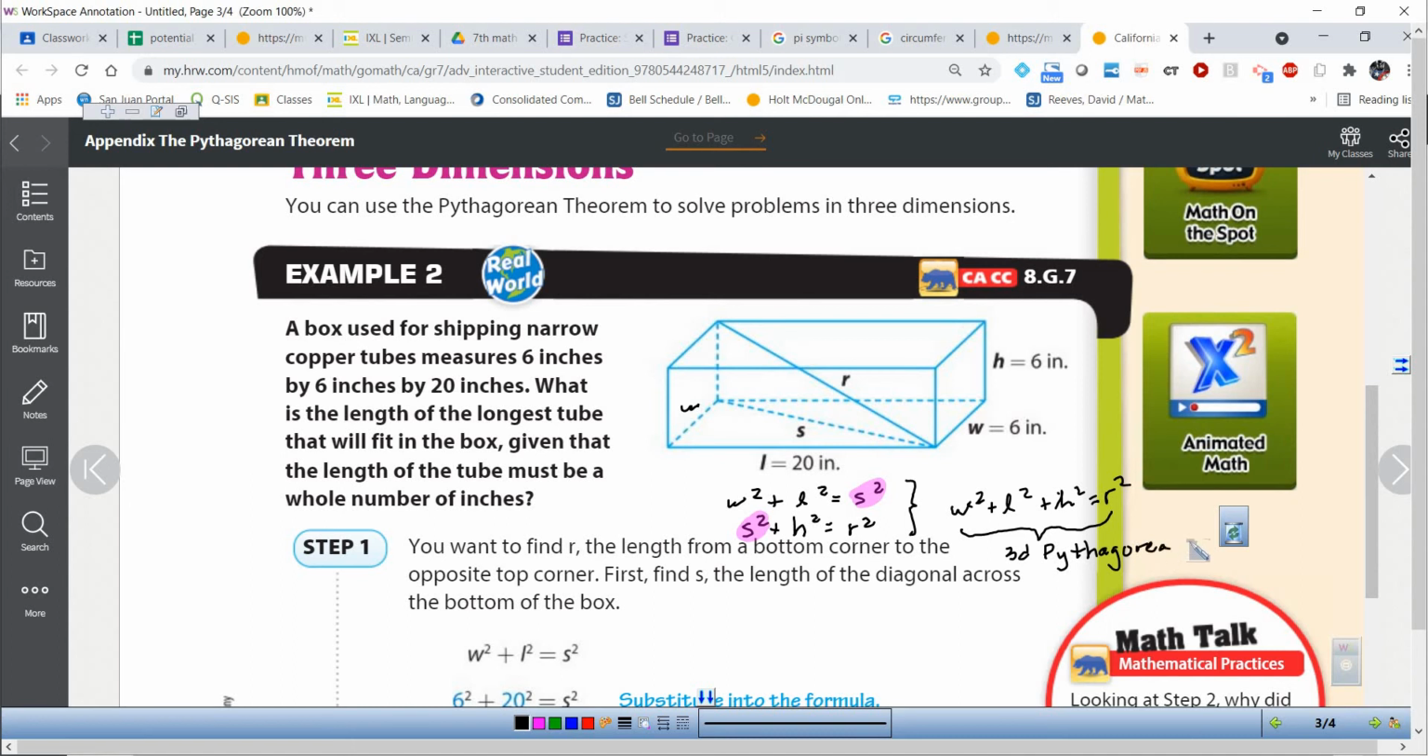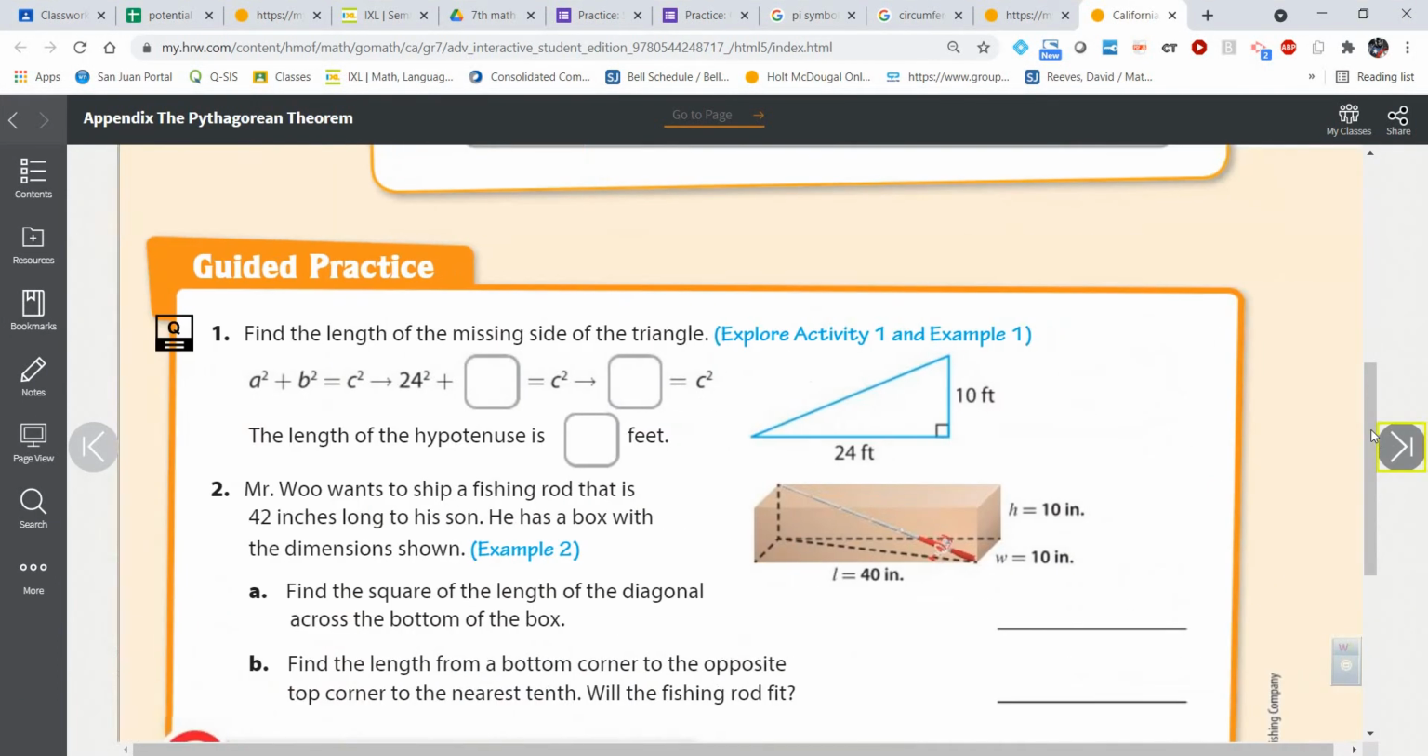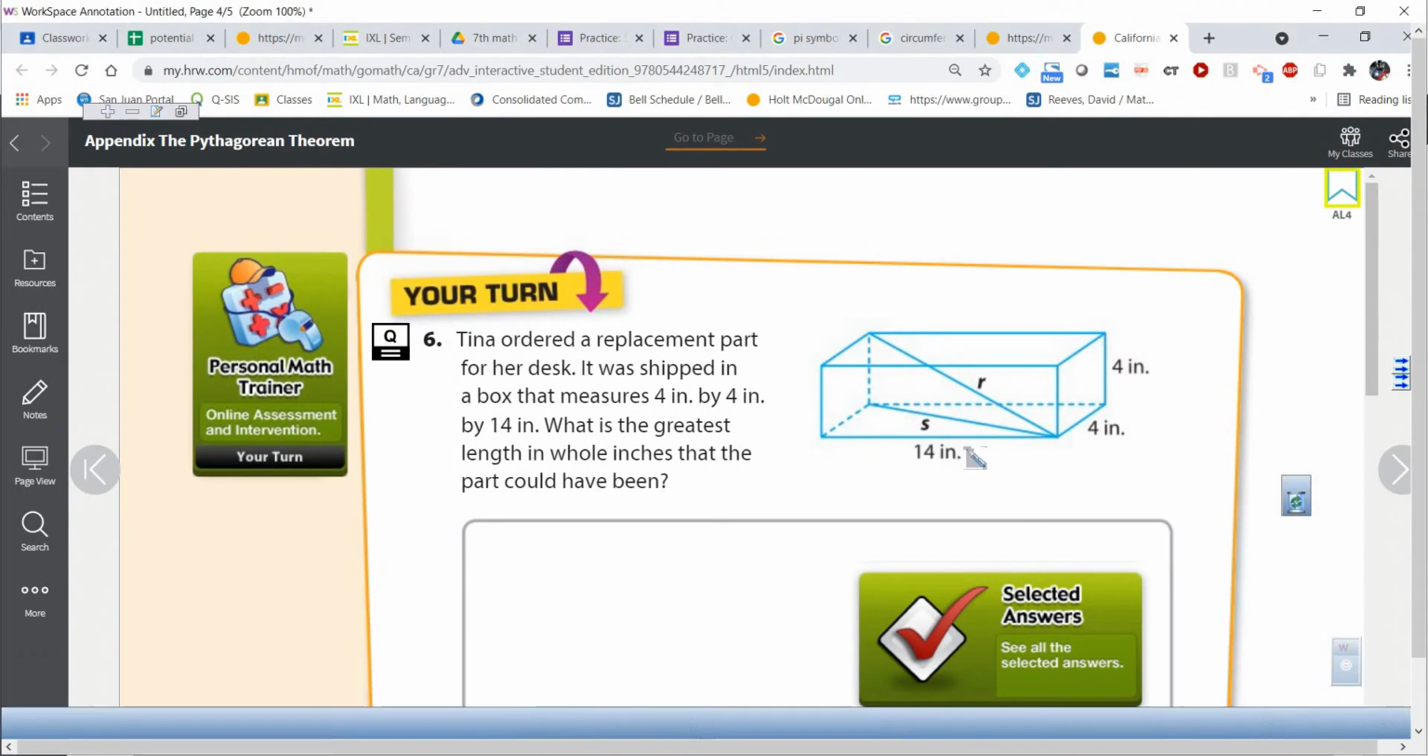Instead of a squared plus b squared equals c squared, we've got width squared plus length squared plus height squared is equal to that diagonal squared. All right, so once you know this, it makes your life much easier and will make things go faster. So let's go to the next page and look at this example here. Again, we've got our length, our width, and our height. And what did we just say? We just said length squared plus width squared plus height squared is equal to r squared.